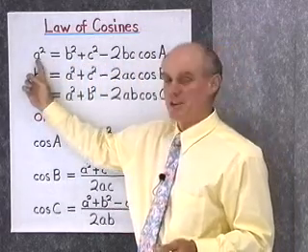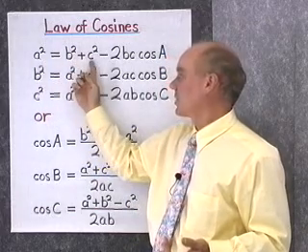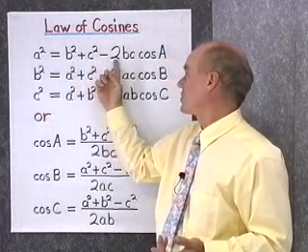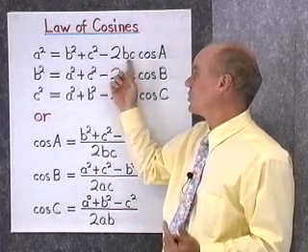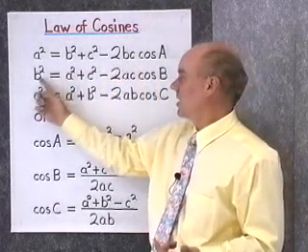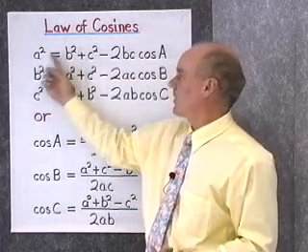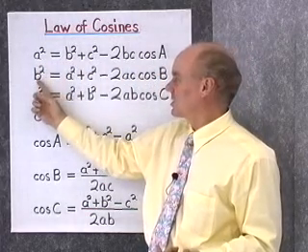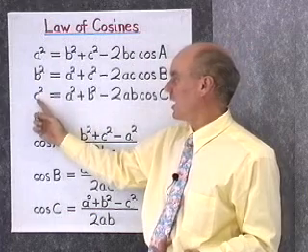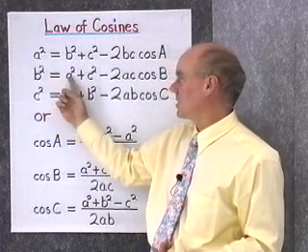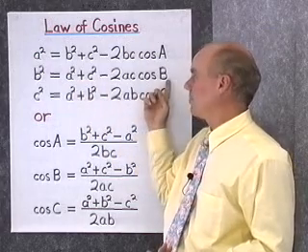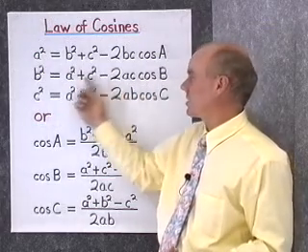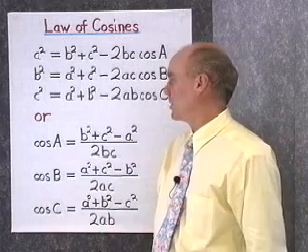So the square of this side is equal to the sum of the squares of the other two sides minus twice the product of the other two sides times the cosine of the angle between those two sides. Or this is the angle that's opposite this side right here. Now, the same thing holds for side B and also for side C. B squared is A squared plus C squared minus 2AC cosine of B, where B is the angle between A and C, or the angle opposite side B.